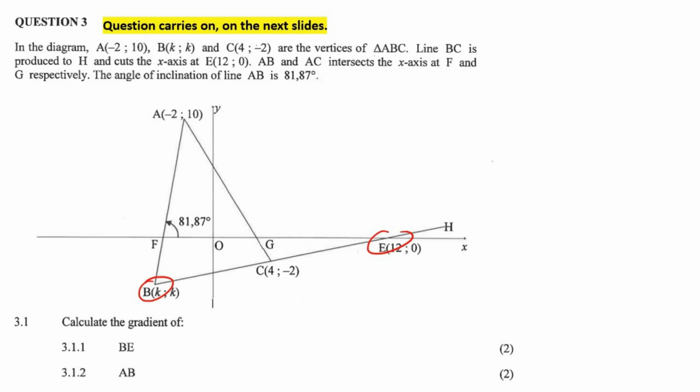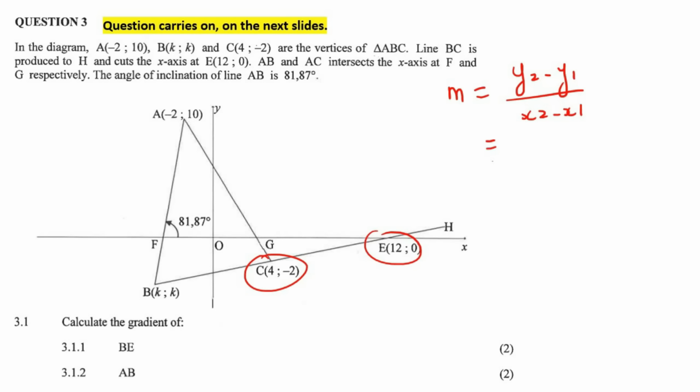Now, many learners, or some learners, they would get stuck here. They'll say, how am I supposed to calculate the gradient if I don't know what these coordinates are? But remember, you can use any 2 points on the line. So we'd use the gradient formula, which is y2 minus y1 over x2 minus x1.